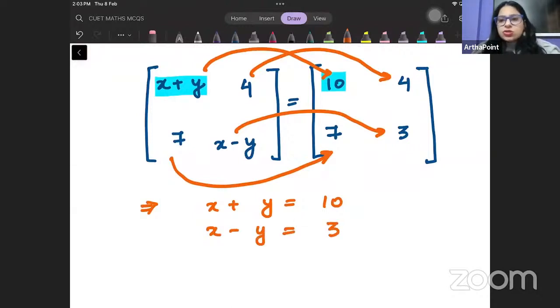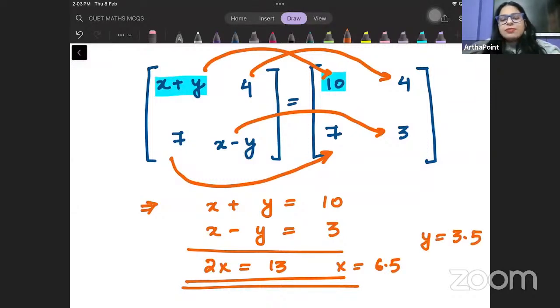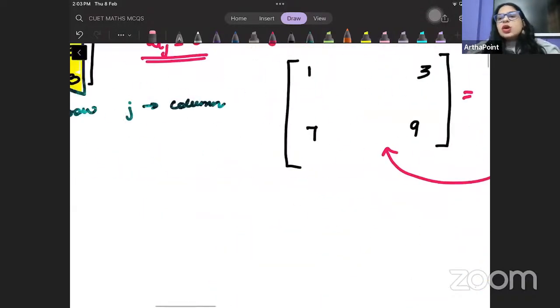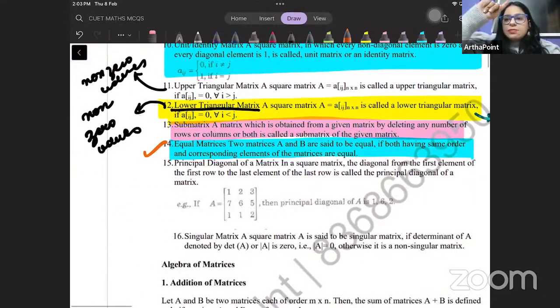ठीक है, two equations, two variables, solve them simultaneously. So if I add these two equations together, I will get 2x is equal to 13. So x will be 6.5. So y हो जाएगा 3.5. So I have been able to get the values of x and y. So this is called as equal matrix. So in equal matrix, we go ahead and we map, हम check करते हैं element to element.